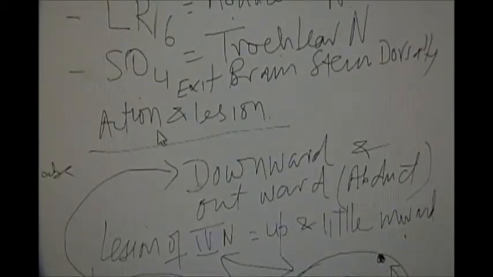The trochlear nerve exits from the brain stem dorsally. The action of the superior oblique muscle: it turns the eye downwards and outwards. But if the nerve is paralyzed, the eye is pulled outwards and a little medially.